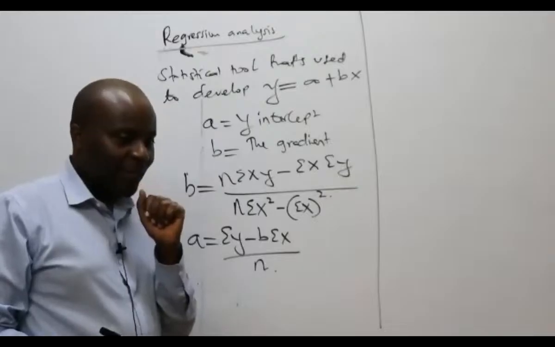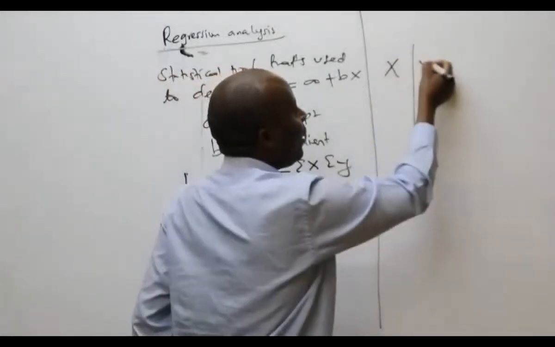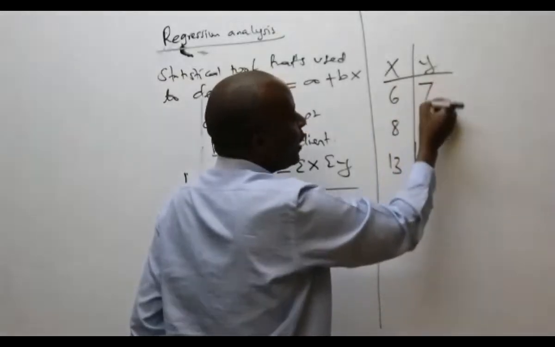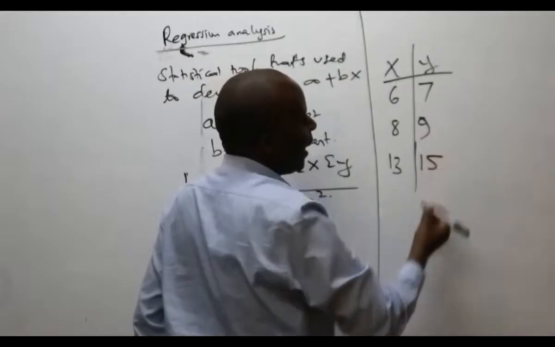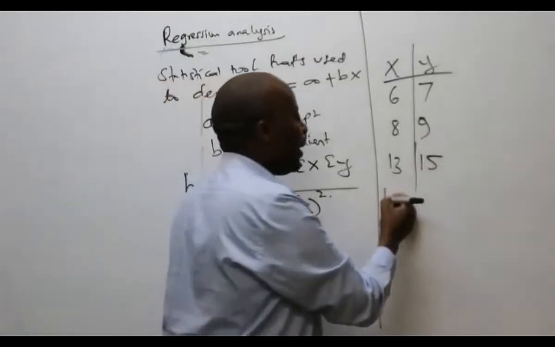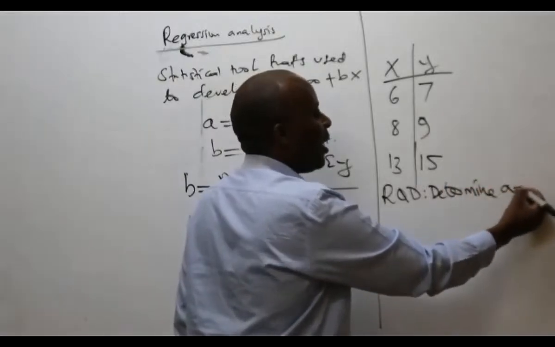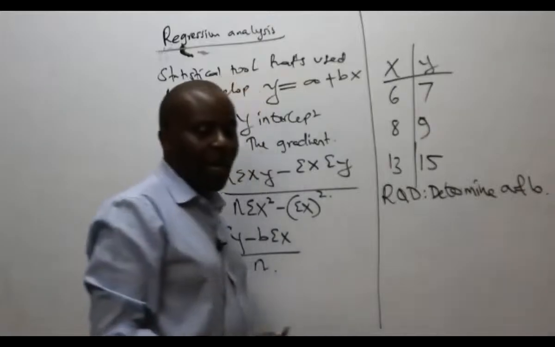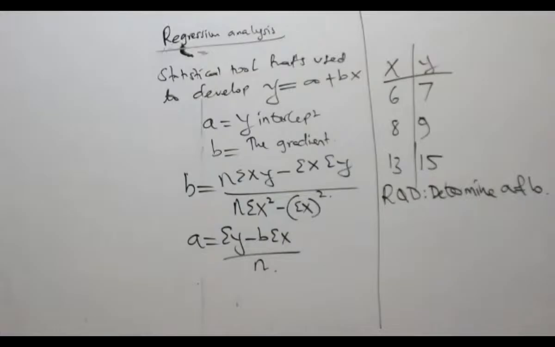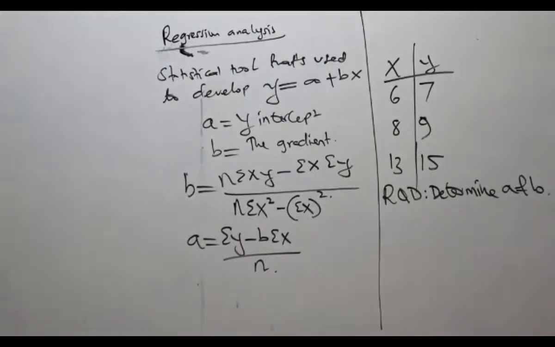Okay. Then a short illustration for this. If you're given x and y, perhaps they give you x as 6, 8, 13, and y as 7, 9, 15. And then you are required to determine a and b using regression analysis.